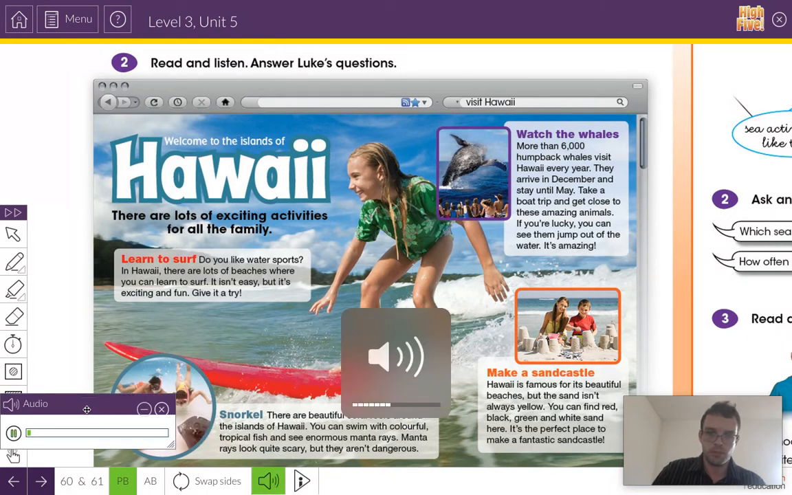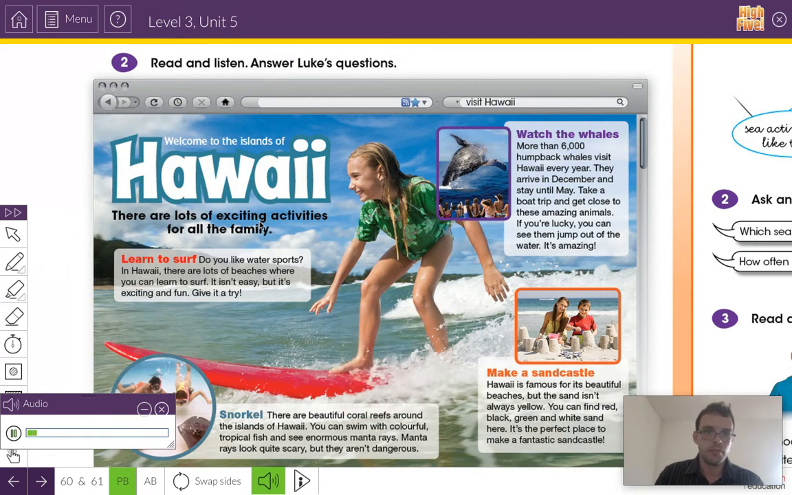Welcome to the islands of Hawaii. There are lots of exciting activities for all the family. Learn to surf. Do you like water sports? In Hawaii, there are lots of beaches where you can learn to surf. It isn't easy, but it's exciting and fun. Give it a try.